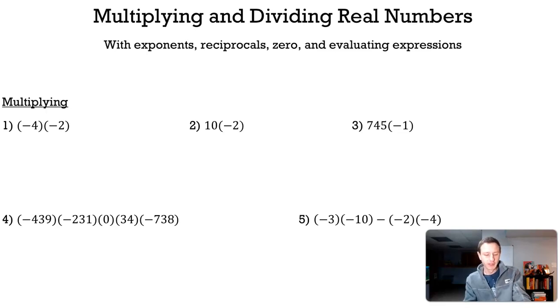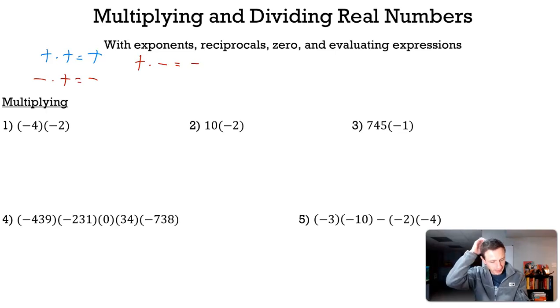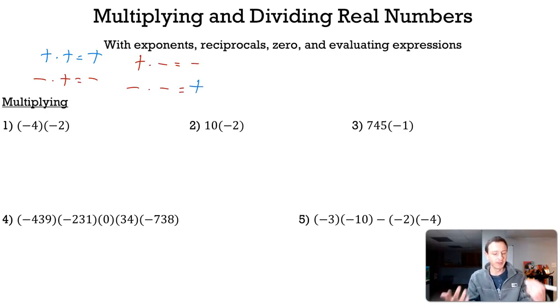If you're doing a positive times a positive, you get a positive. If you are doing a negative times a positive, you get a negative. Same thing flipped around, positive times a negative, doesn't matter the order, it's still going to be negative. And then finally, negative times a negative, you are going to get a positive. So knowing that is really the key to multiplying and dividing real numbers. Multiplying has the same rules as dividing.